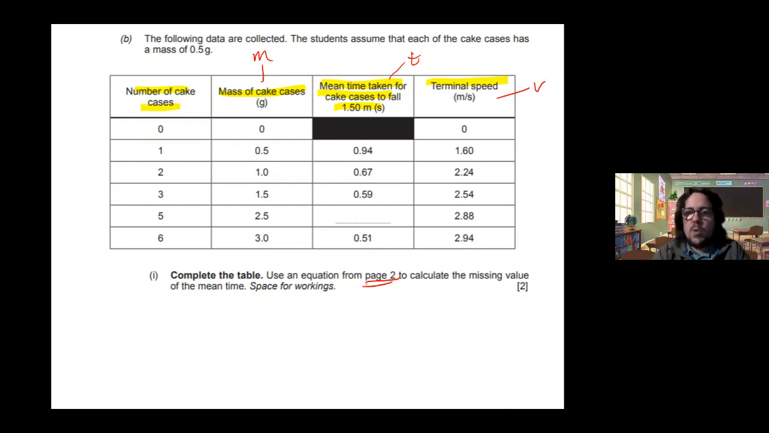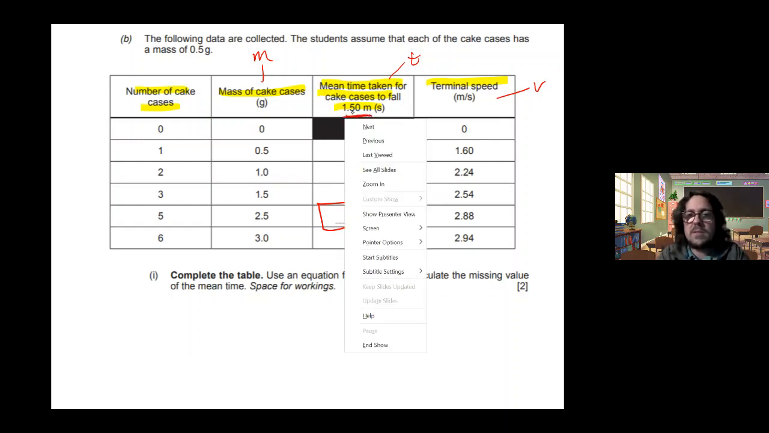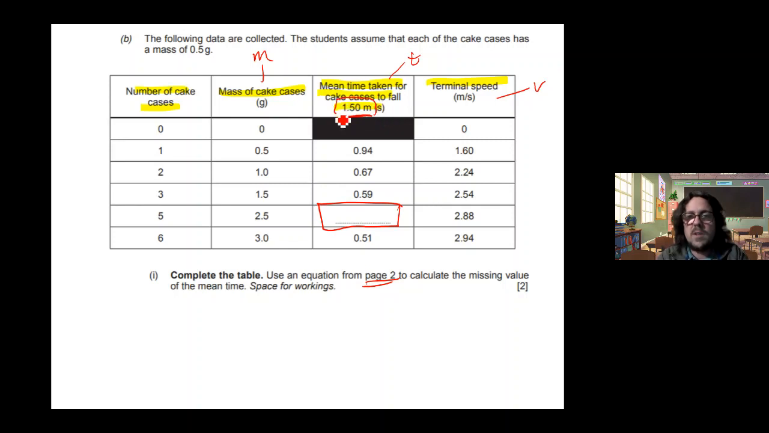Now I've got to work out this guy here, the mean time, and I've got information about velocity. Oh, look, this other piece of information here. Did you see this? Mean time for the K cases to fall 1.5 meters. 1.5 meters is a distance, isn't it? So I've got mass, time, velocity, and distance. Now I need to use some equation to work out this missing time.